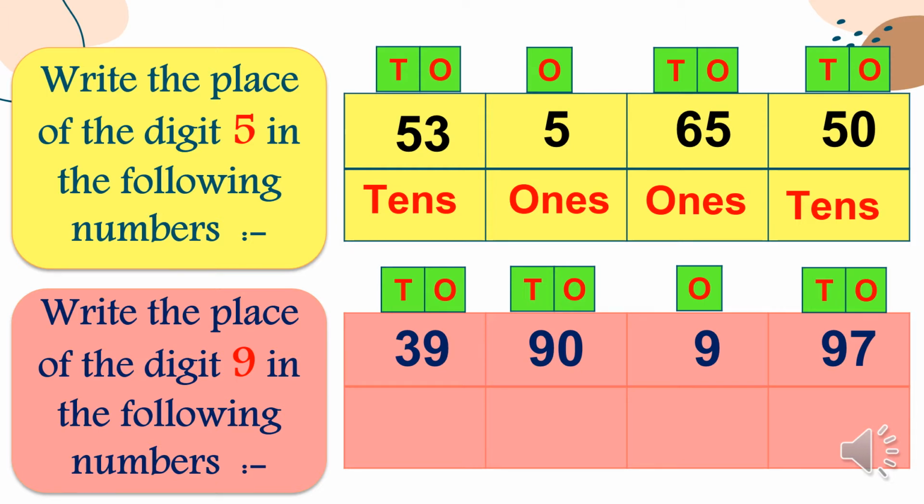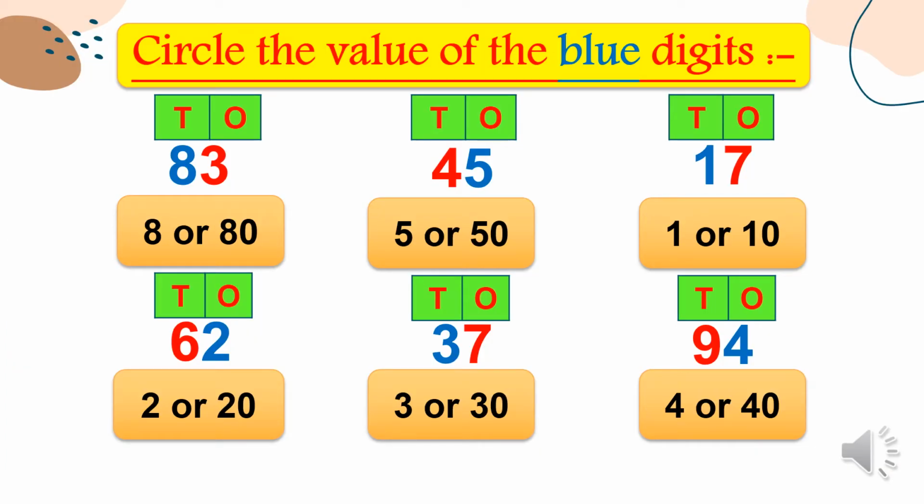Okay, let's look here. We have 39. 9 here, in which place? Look, in ones. 90. So 9 here, in which place? In tens. We have here just 9. So 9 here in ones. 97. So 9 here in which place? Look, in tens.